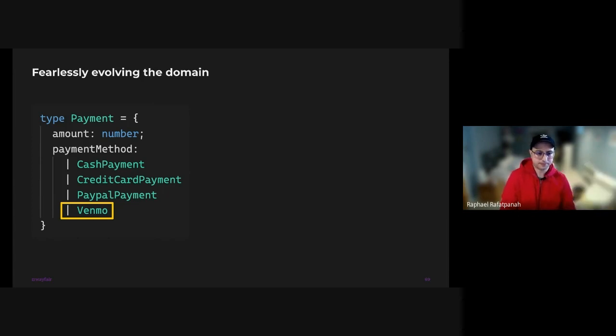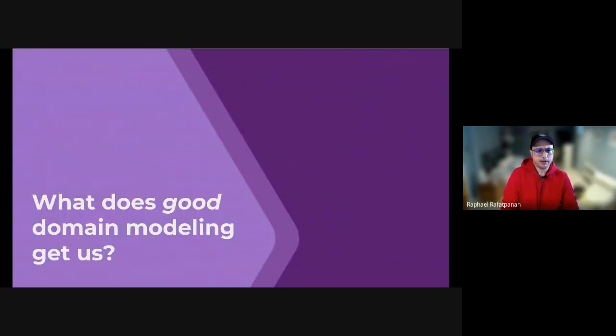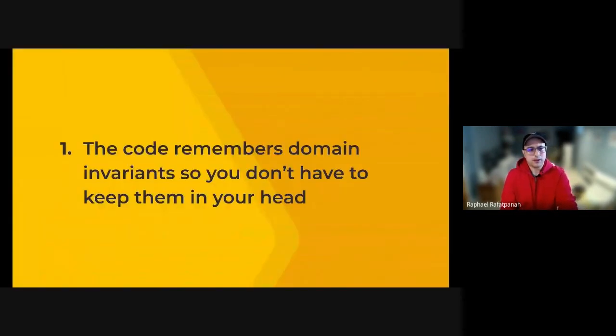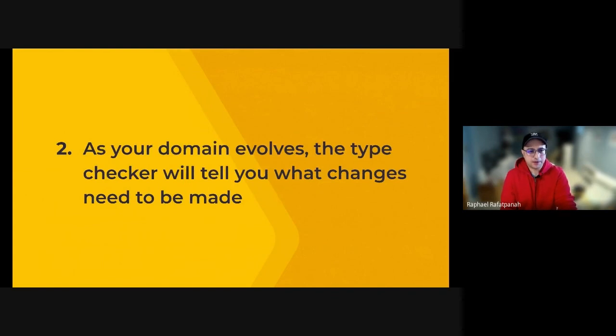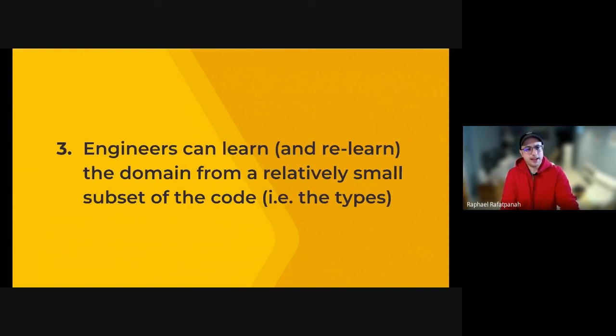So in summary, what does good domain modeling get us? Well, the code remembers domain invariants, so you don't have to keep them in your head. And as your domain evolves, the type checker will tell you what changes need to be made. And lastly, engineers can learn and even relearn the domain from a relatively small subset of the code, which is the type definitions, as needed.